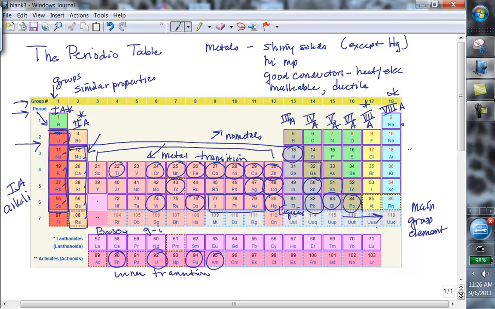All elements above bismuth, all elements that are larger than bismuth, are all radioactive. There are no stable forms of any of these elements. So anything that has an atomic number larger than 83 will be radioactive. So these are the metals that I think it is important to know. All of these metals are solids except for mercury.